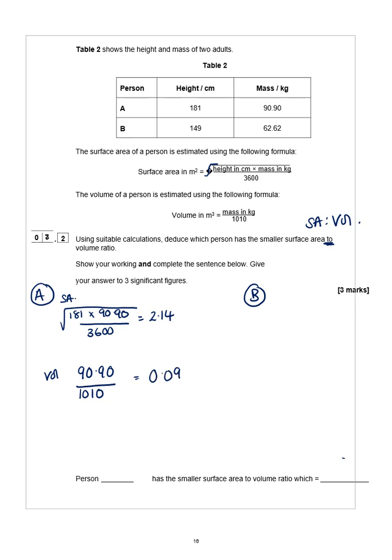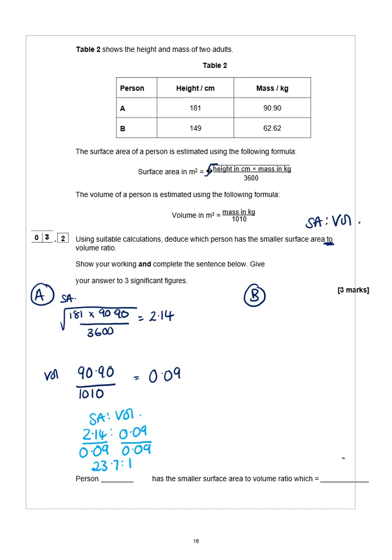Now, if I was to put this into surface area to volume in a ratio, whatever is on the right-hand side always needs to be the value of 1. So what am I going to do to 0.09 to turn it into 1? Well, I'm going to divide it by itself. And whatever I divide on the right-hand side, I've got to divide on the left-hand side. So 23.7 to 1 is what I would get for person A.